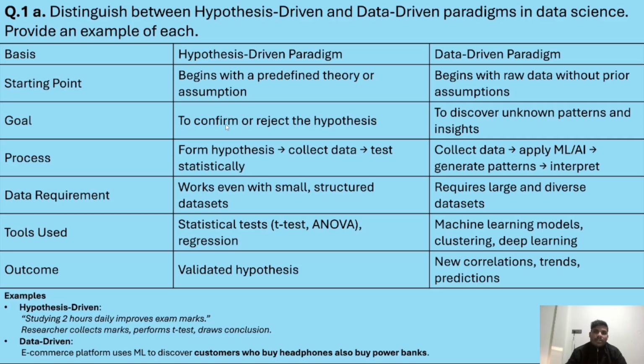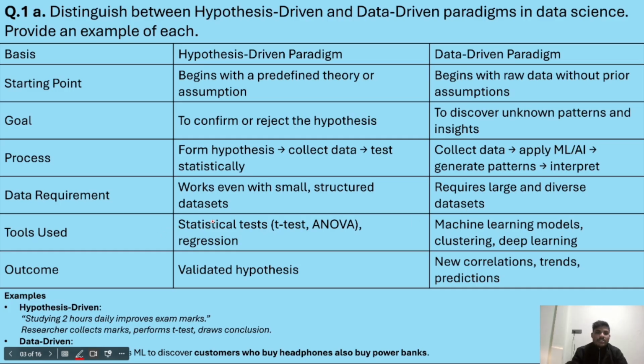The goal of hypothesis driven paradigms is to confirm or reject the hypothesis, and the goal of data driven paradigms is to discover unknown patterns and insights. The process of hypothesis driven paradigms is: form hypothesis, collect data, test statistically. The process of data driven paradigms is: collect data, apply AI/ML to generate patterns, then interpret. Data requirement for hypothesis driven: works even with small and structured data sets, and data driven paradigms require large and diverse data sets.